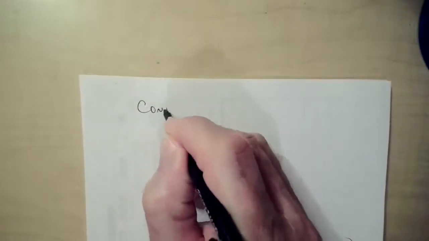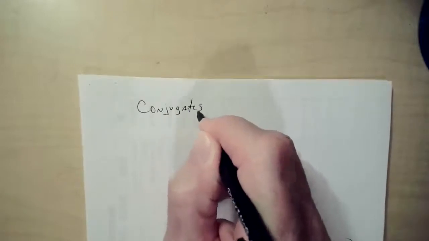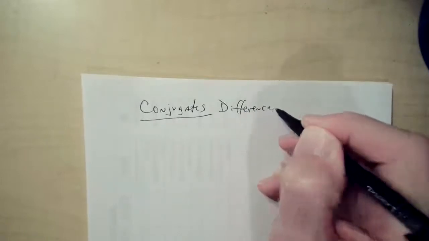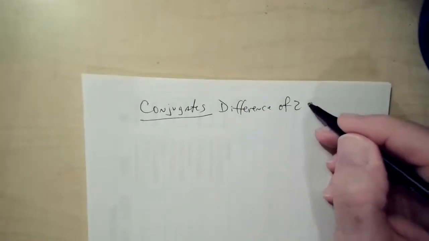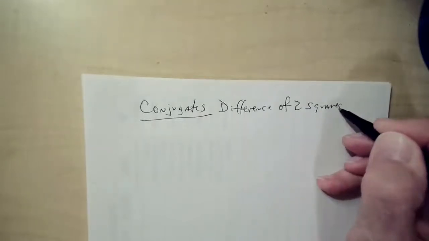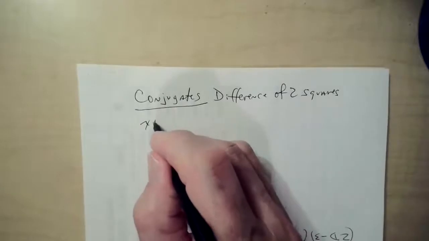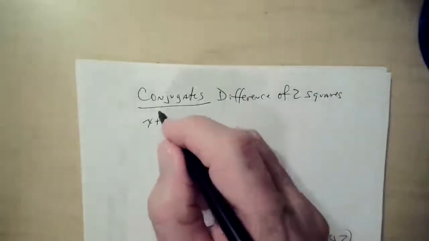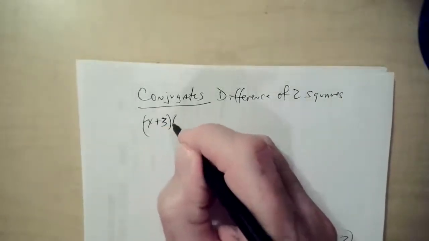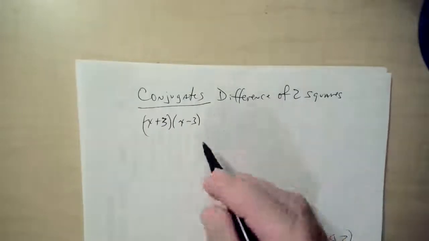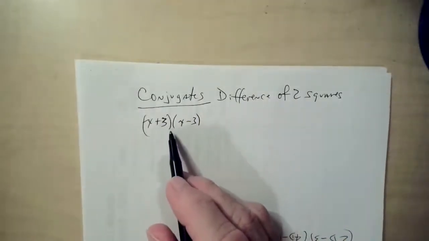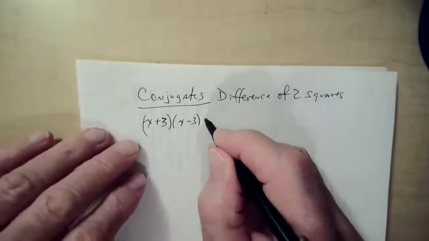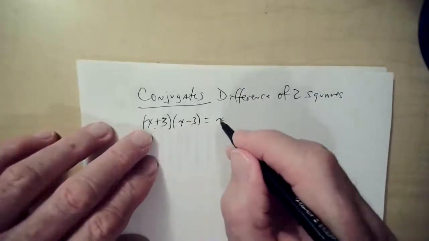We talked about this the other day on Tuesday, but let's talk about it again. Conjugates. They are the difference of two squares. So if we have x plus 3 times x minus 3, what's going to happen when you have conjugates like that is the middle two terms, the linear terms, will be eliminated.